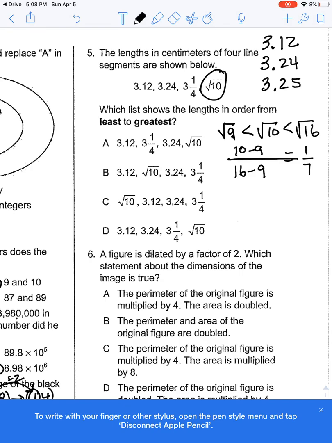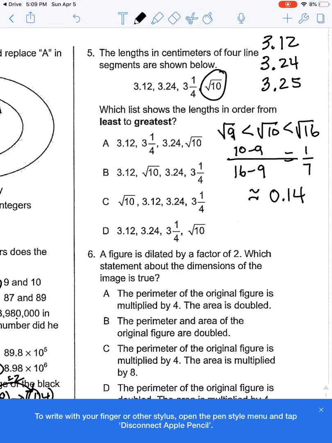I hope you guys are remembering how to do this. It has been a while, but 1 divided by 7 is going to give us approximately 0.14. Now, we look at 0.14 and you go, well, that's the first number because we're comparing it to 3.12. No. Remember that this is the approximate distance. This is how far between these two numbers it comes.